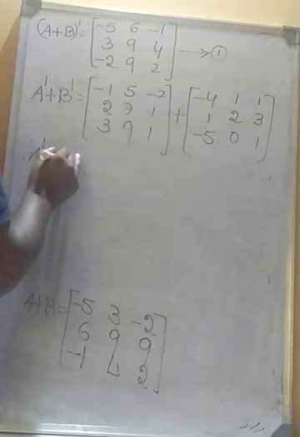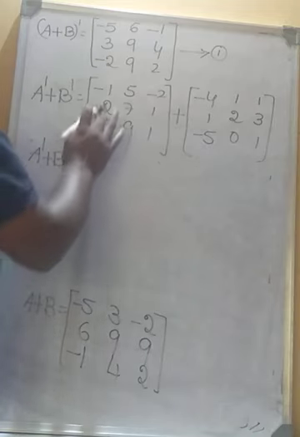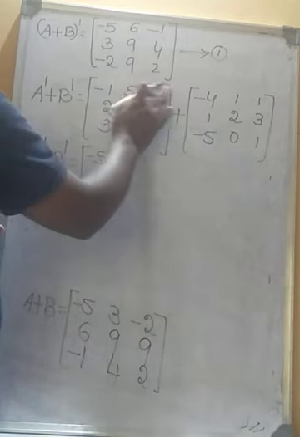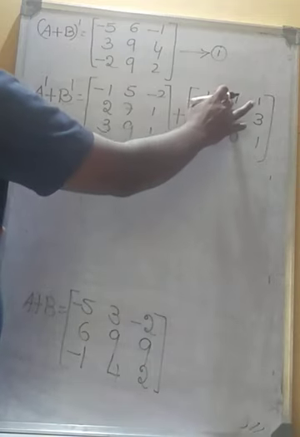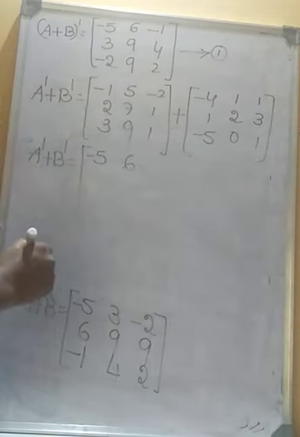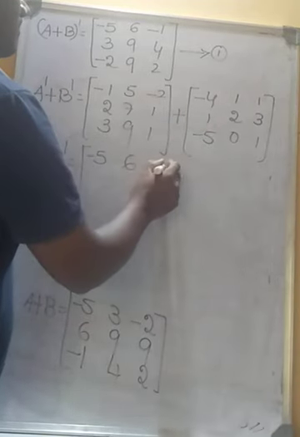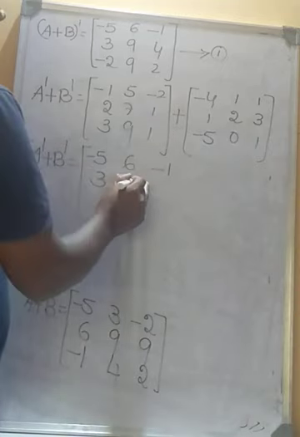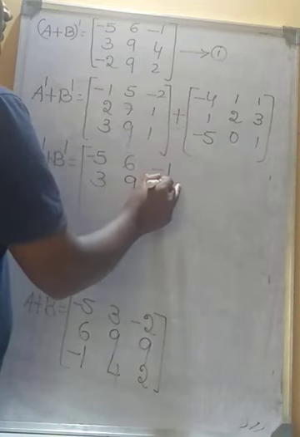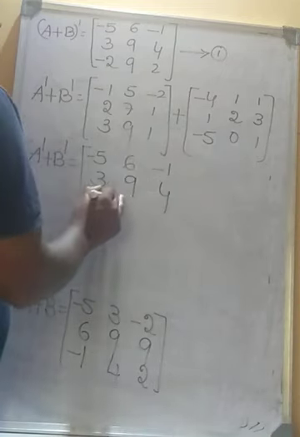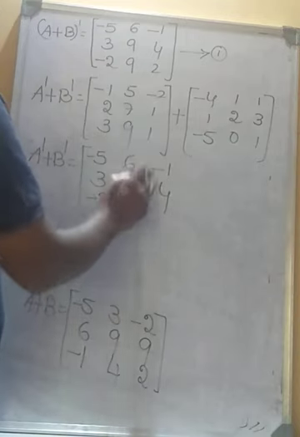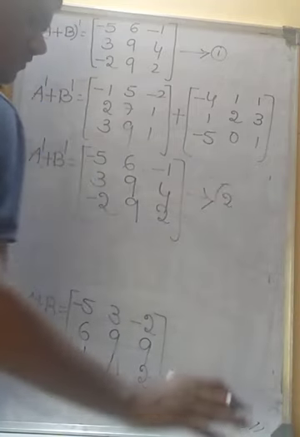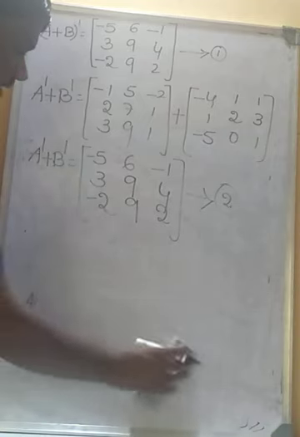Therefore, A' + B' is equal to adding corresponding elements: -1, -4, -5; 5 plus 1, 6; -2 plus 1 becomes -1; 2 plus 1, 3; 7 plus 2, 9; 1 plus 3, 4; 3 minus 5, -2; 9 plus 0, 9; 1 plus 1 becomes 2. This is called equation number 2.